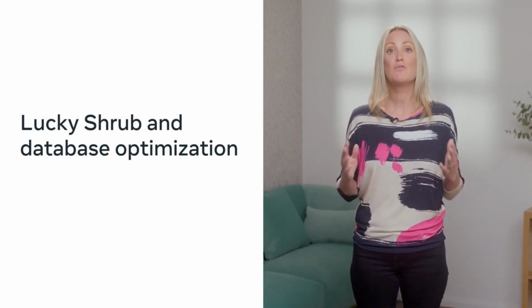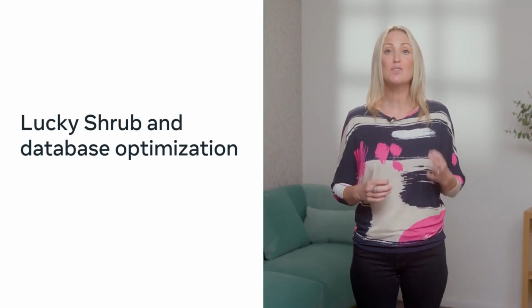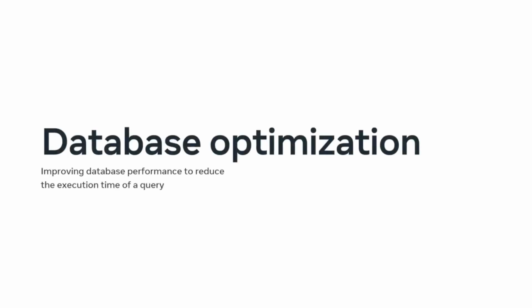Their data volumes have grown considerably, so they now need to make sure that they can still retrieve information from the database quickly. Let's find out more about database optimization and discover how Lucky Shrub can optimize their own databases. Database optimization is improving the performance of a database system to reduce the time it takes to query, process, and transmit a user's query. Basically, it's the process of maximizing the speed and efficiency of the database's performance.